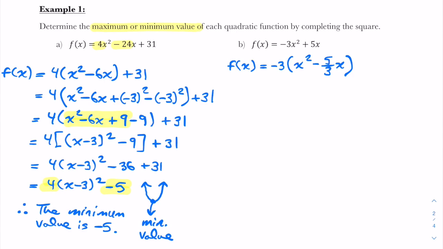The next step of our recipe requires us to add and subtract (b over 2a) squared. So our original b value is 5. 2 times a will give you negative 3 times 2, which is negative 6. So we're going to add and subtract (5 over negative 6) squared. This will be shown next. So inside of the brackets, we're going to add and subtract (5 over negative 6) squared.